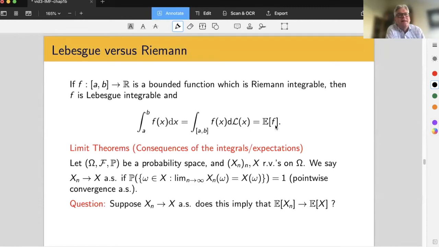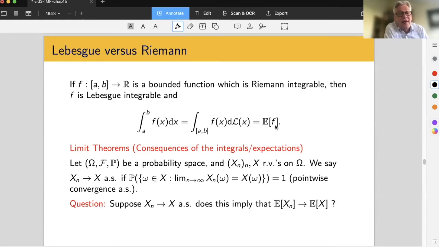They are important theorems, and we will not prove them here, but we refer to the book for the proofs. And also on the slides, there are some proofs. So if you just look at the slides, then you can also study the proofs. But in principle, I would like to refer to the book for that. So these are limit theorems, and they have consequences for the integrals and the expectations.